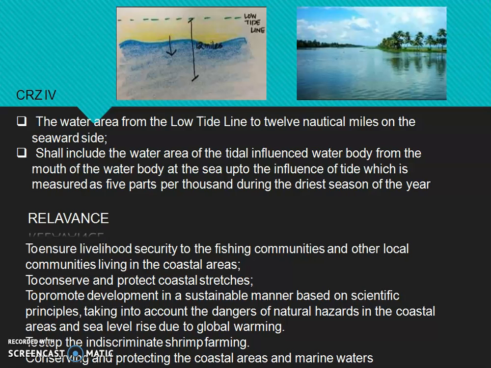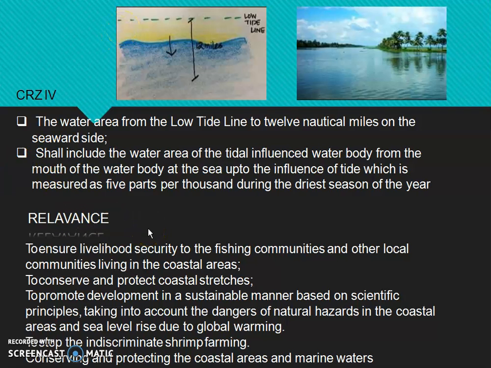So what is CRZ4? The water area from the low tide line to 12 nautical miles on the seaward side. We call it CRZ4. See here, the water is here from the low tide line up to 12 nautical miles on the seaward side. This is called CRZ4. What is permitted and what is not permitted is given in this regulation.